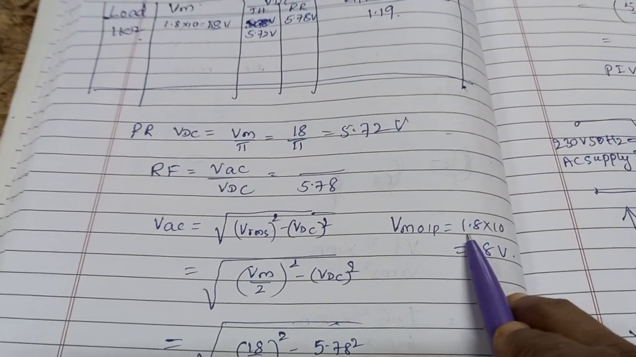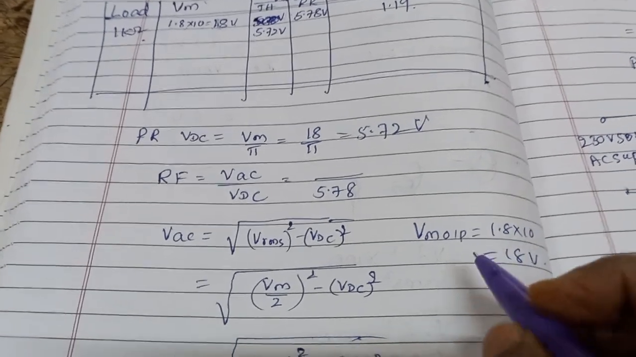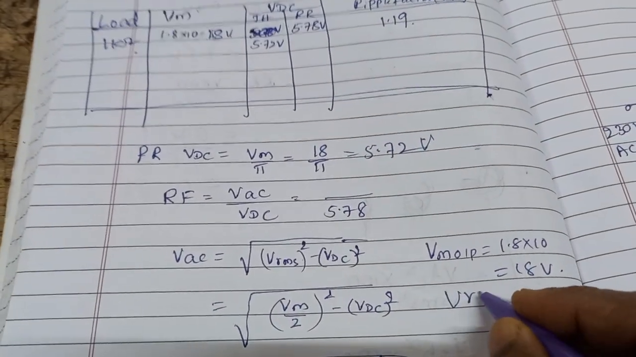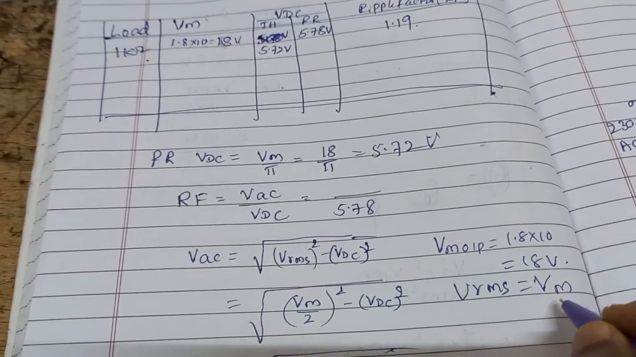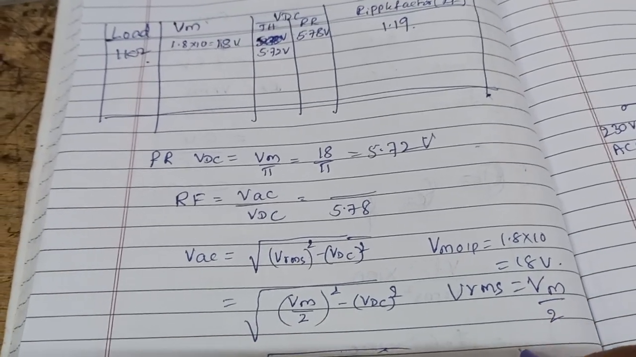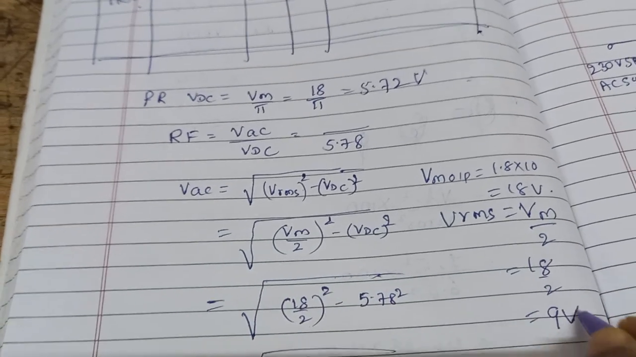From this Vm we will calculate the VRMS. The VRMS for the half wave rectifier is Vm by 2. So 18 divided by 2 is 9 volts.